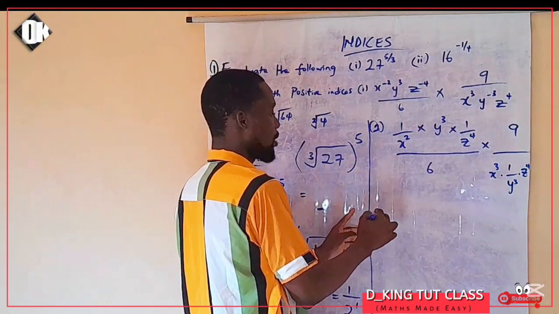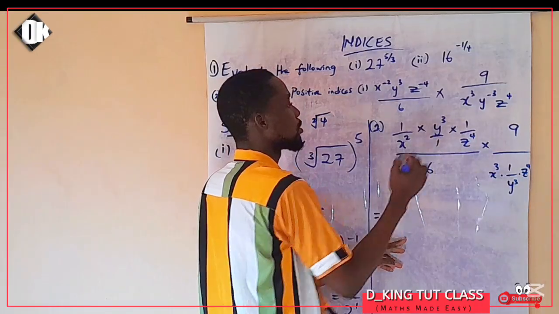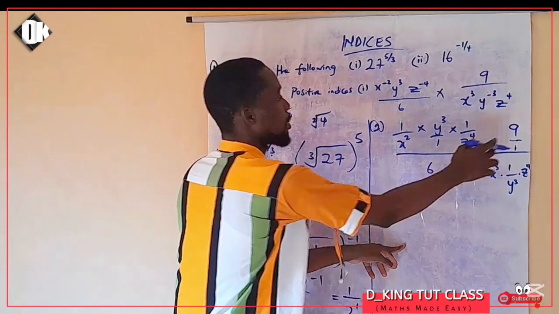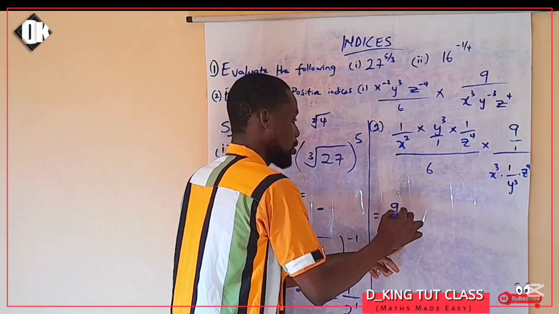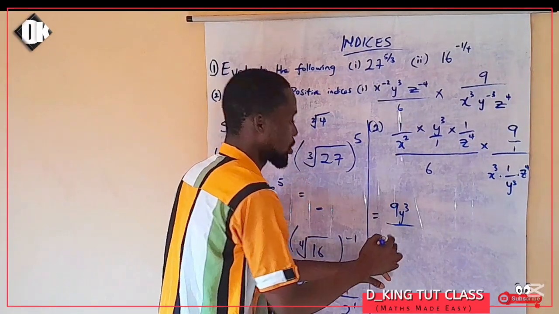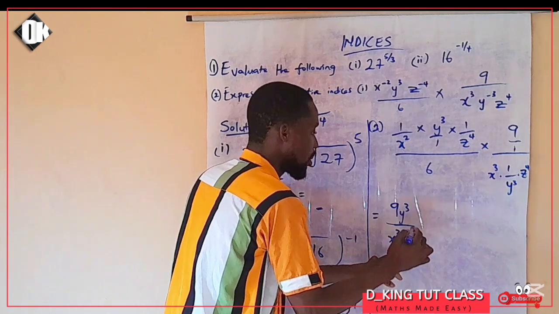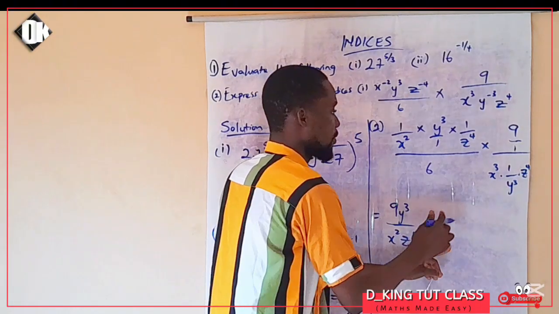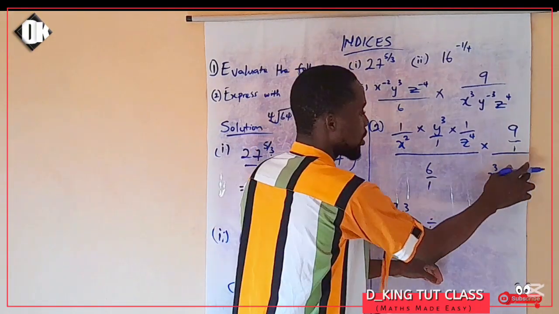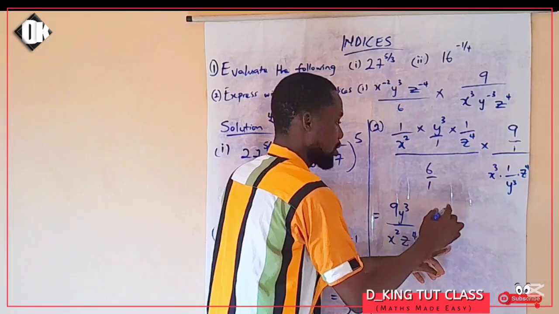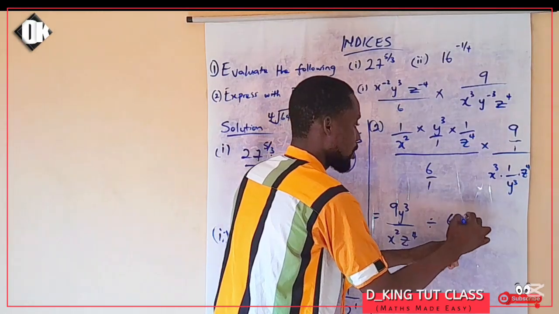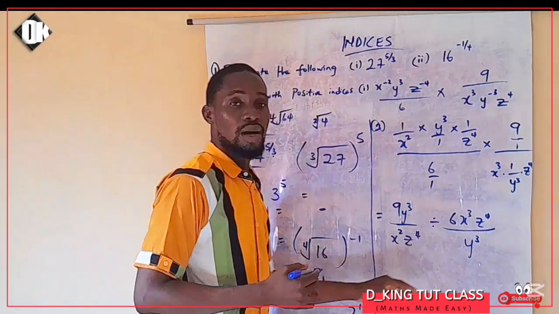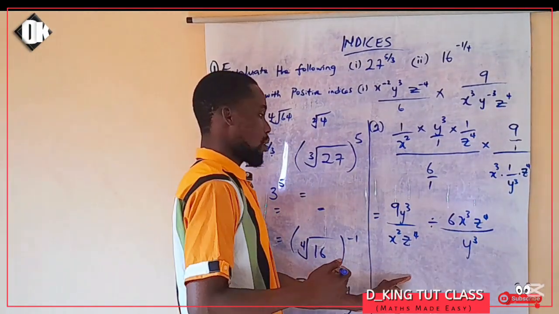Now, continuing, I would have this over 1. This is also over 1. So I'm going to have 9y cubed, make sure you follow, all over x squared z raised to power 4, divided by this now, divided by this over 1, 6x cubed z4 all over y cubed.